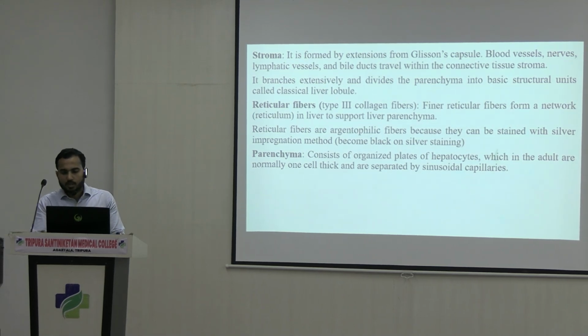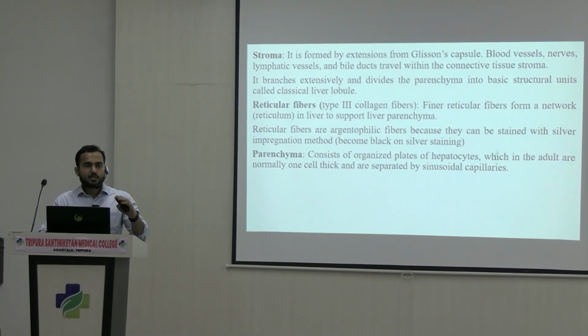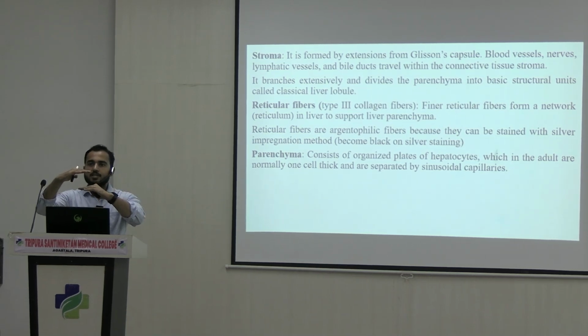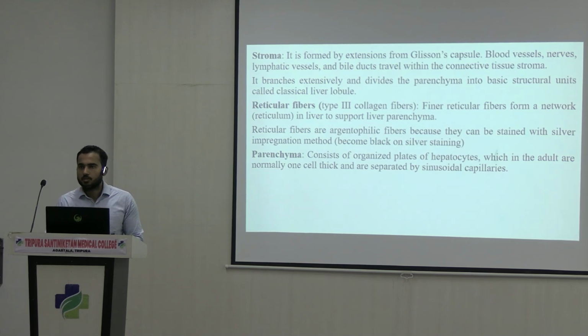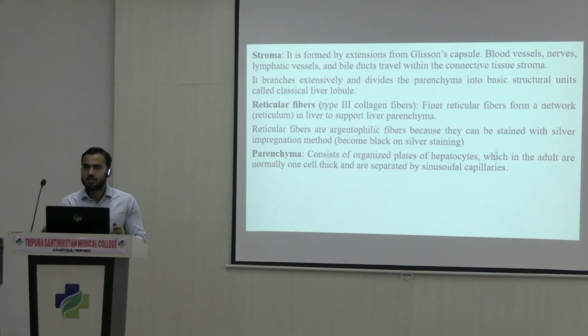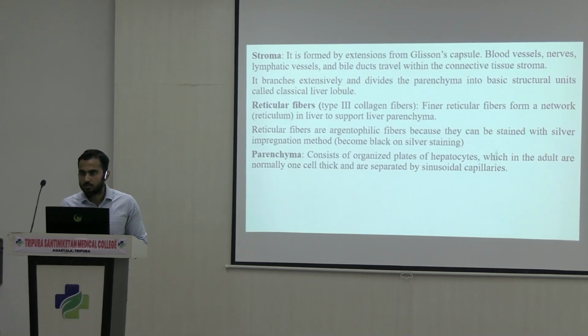Okay. Now, if you see the layers, suppose one layer of hepatocytes is there, another layer of hepatocytes is there. In between these two layers, a small space is there. Okay, and that space is called hepatic sinusoids. The space which is present is called hepatic sinusoids. Okay, so this is the orientation of the stroma and parenchyma of the liver.